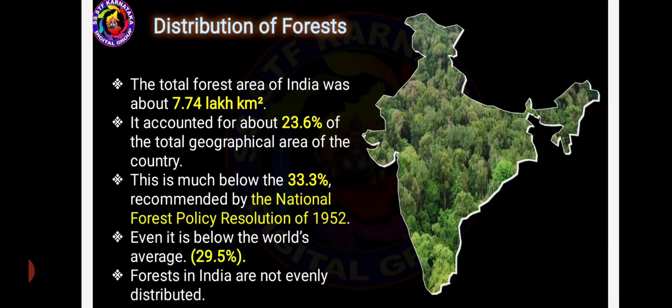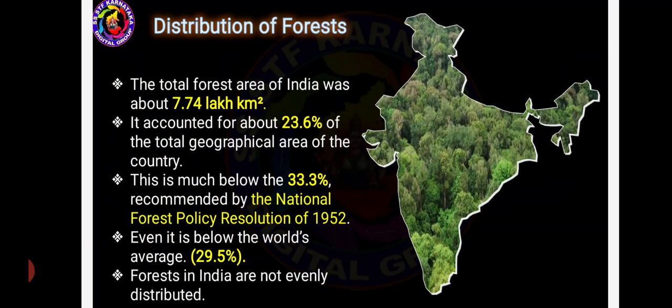Let us know the distribution of forest in India. It covers an area of 7.74 lakh square kilometers, but only 23.6% of the geographical area. According to the National Forest Policy Resolution of 1952, it is supposed to be 33.3% of forest areas in India, and the world's average is 29.5%. But in India, it is too low.